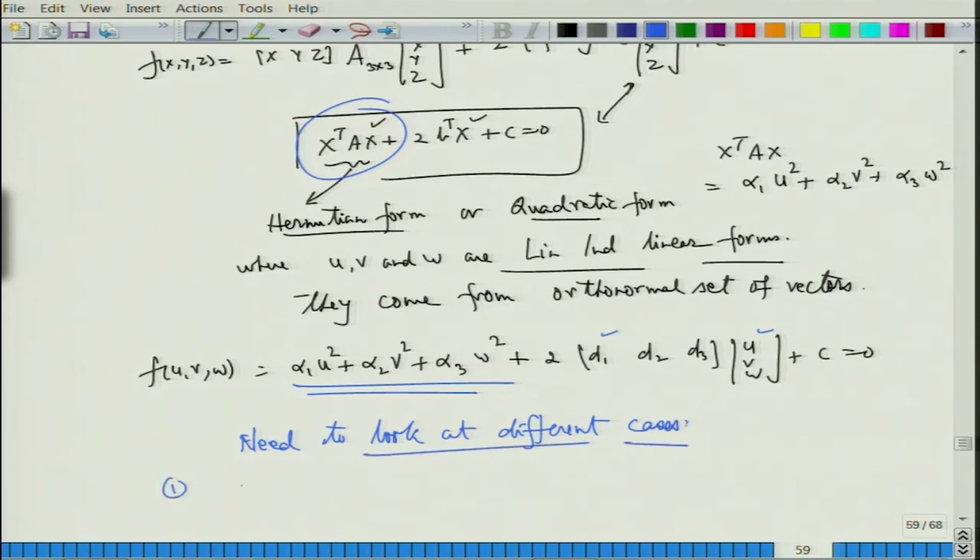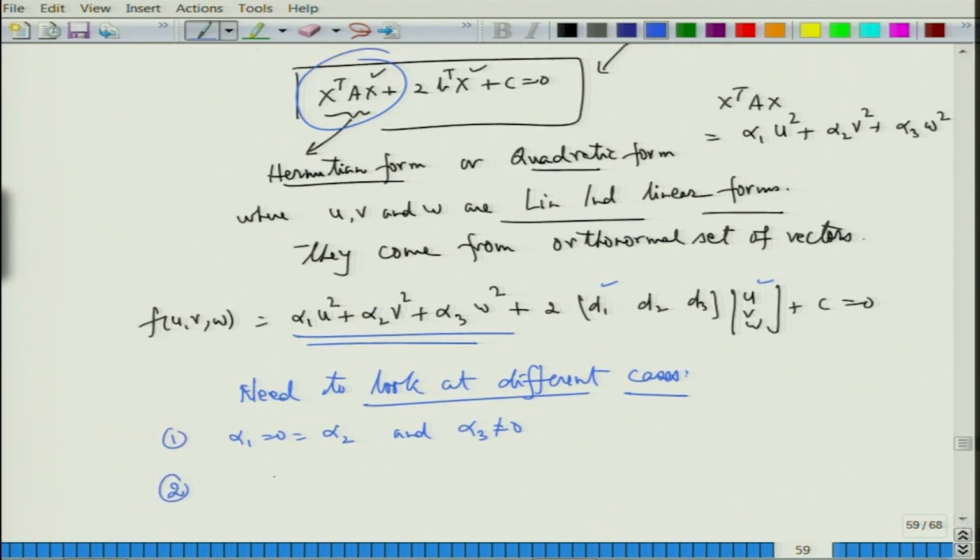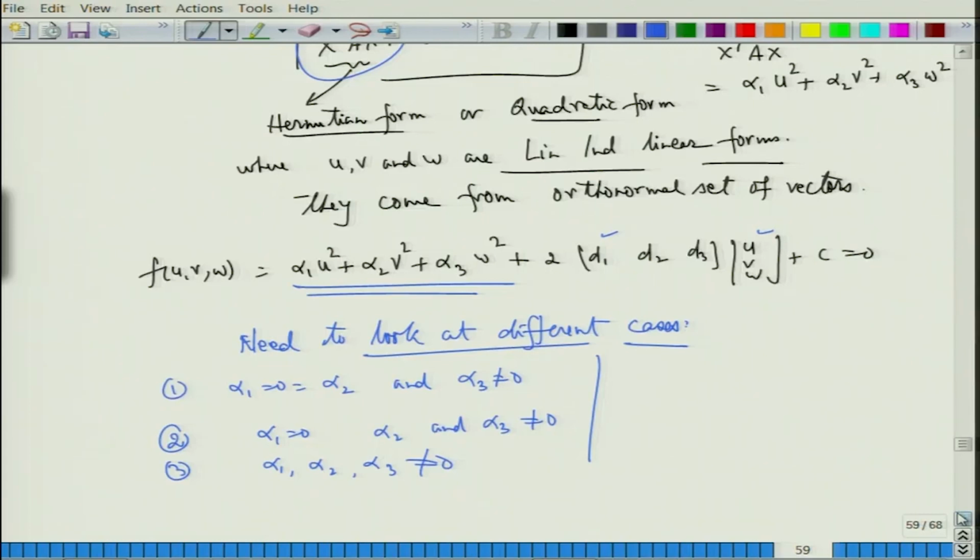One will be that alpha 1 is equal to 0 is equal to alpha 2 and alpha 3 is not 0. Fine. You have to look at this case. You have to look at the case alpha 1 is 0, alpha 2 and alpha 3 are not 0, and the third case, none of them is 0: alpha 1, alpha 2, alpha 3 not 0. So, I will have to look at all the 3 cases. In each of the cases again I will have to look at positive, negative and so on. You will have to be careful and proceed. Fine. So, you need to understand each of the cases separately.